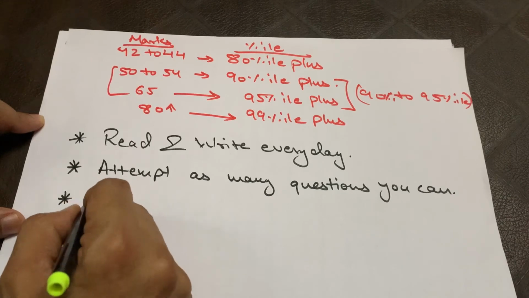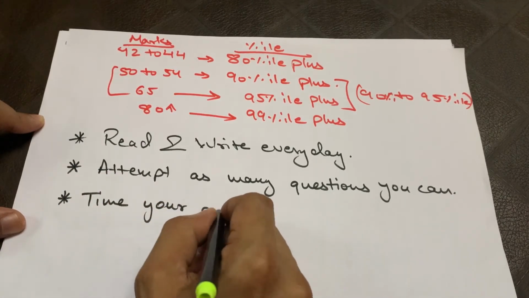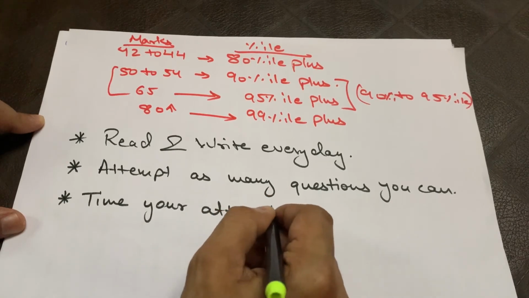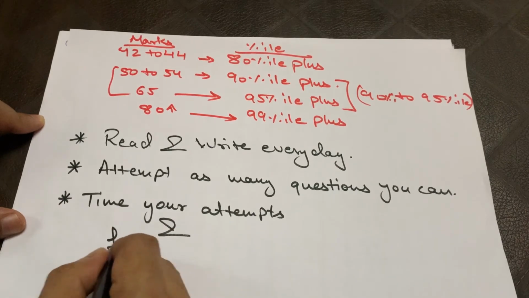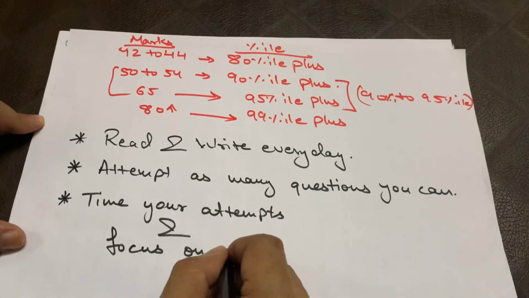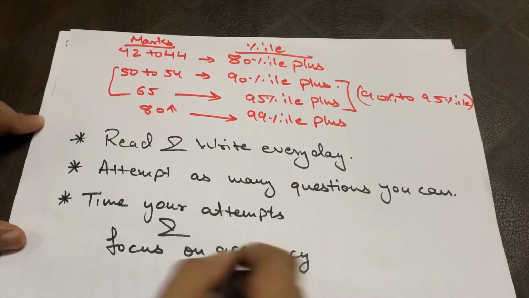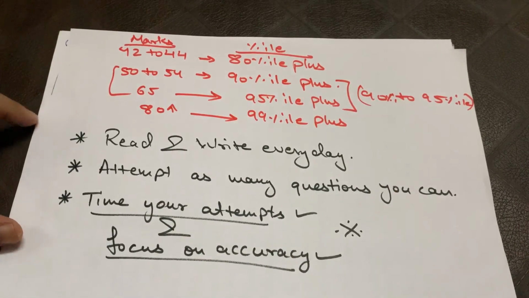The most important thing, which people usually do not do while preparing, is time your attempts. You need to find out how much time you're taking to attempt every question. And not just timing your attempts, also focus on accuracy. These two points are very important. So not just reading and writing every day, you will make sure that you attempt as many questions as you can, time your attempts, and focus on accuracy.